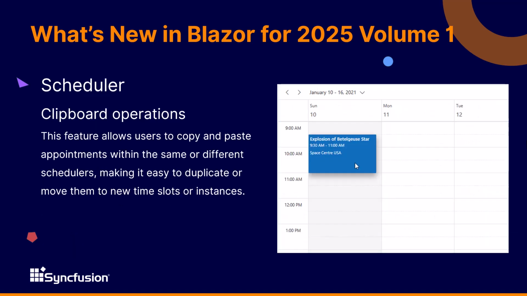We have also made the scheduler more user-friendly with clipboard operations. So you can copy and paste appointments within the same scheduler or between different schedulers. This is particularly useful when you need to quickly duplicate or move appointments to different time slots or other scheduler instances. Next, let's see what's new in EJ2 for this Volume 1 2025 release.